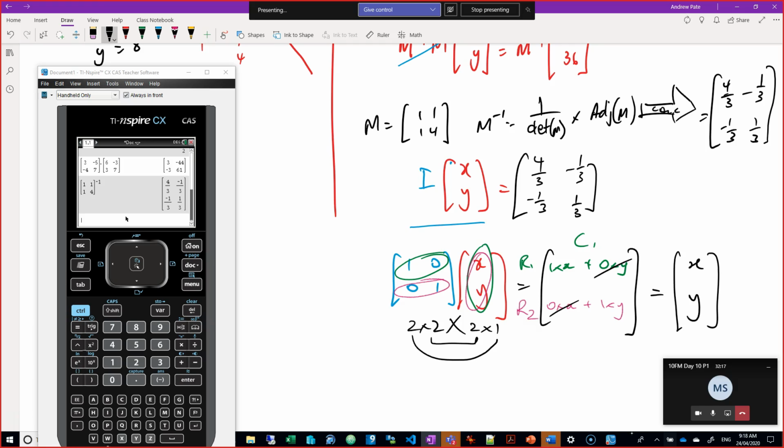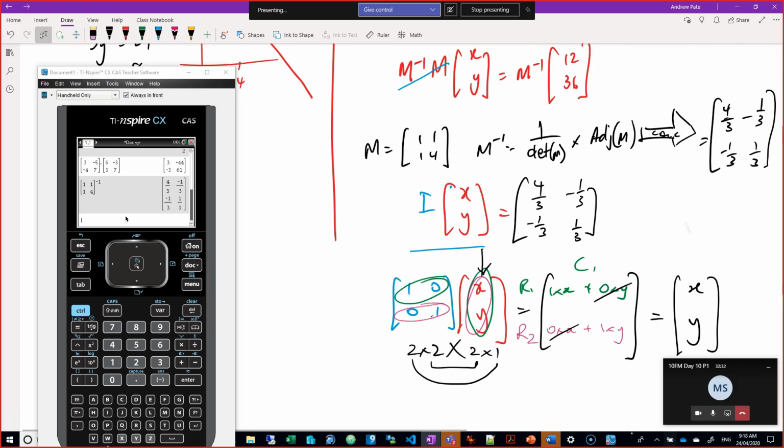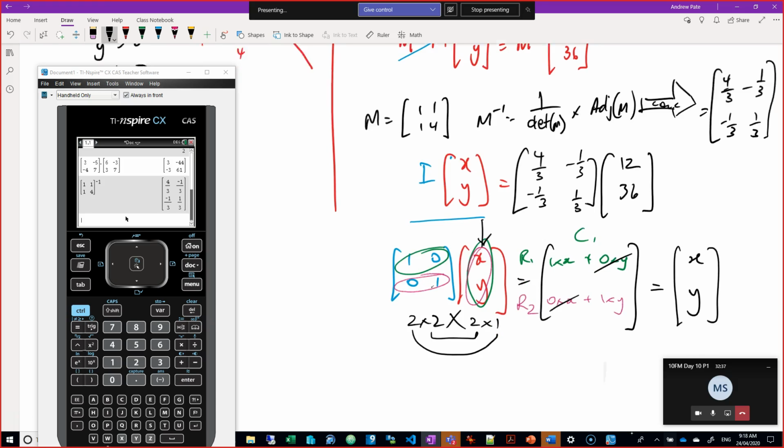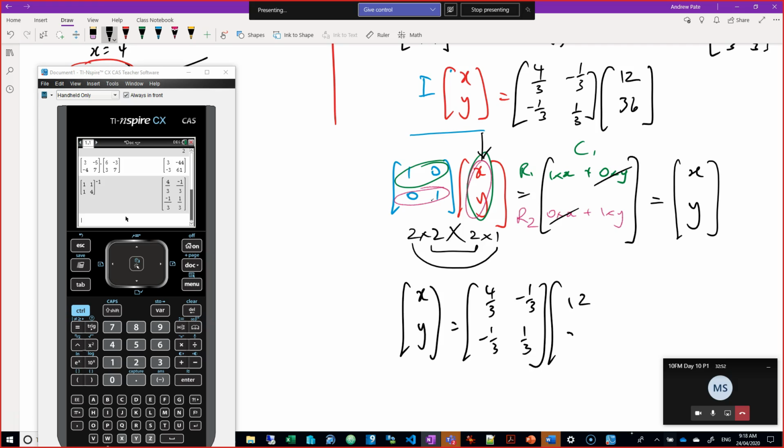So multiplying the identity matrix by this resultant matrix gives us that. So we're happy that what we've got left then is, sorry, over here, I forgot to write 12 and 36. So now I've got this equation left. X and Y is equal to 4/3, -1/3, -1/3, and 1/3 times 12 and 36.